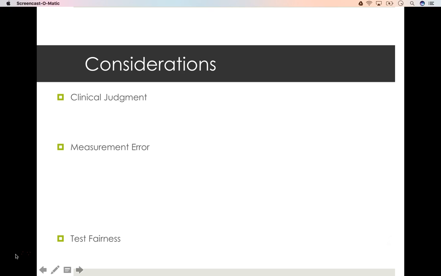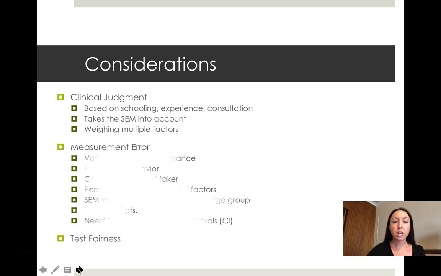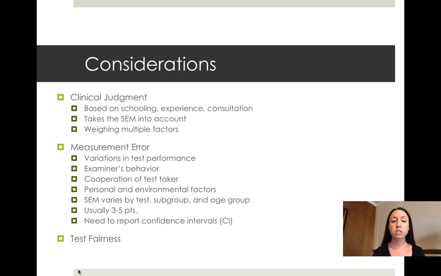So here are just some additional considerations when we're interpreting IQ scores. The first one is clinical judgment, and we'll talk more about clinical judgment later on in the semester. But in general, clinical judgment pertains to a clinician's ability to make judgment calls when things may seem borderline. This is based on schooling, experience, and consultation with other colleagues that are used to doing assessments, specifically for individuals with intellectual disability, making sure the person understands the standard error of measure, and that's taken into account. And remember, that's really important when we're applying IQ scores. And also weighing multiple factors, including age of onset, reliability of reporters, and effort of the individual during the IQ test.